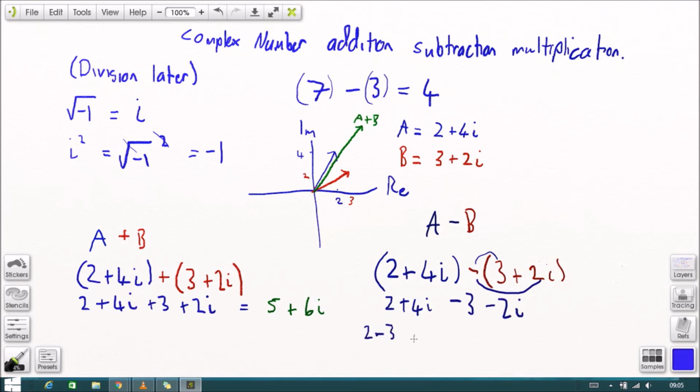So that's going to give us 2 minus 3 plus 4i minus 2i. Then we get the like terms together, and that's -1 plus 2i. So I'll draw that here in yellow. So that's A minus B.